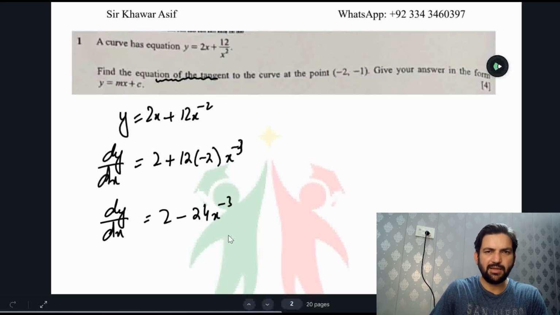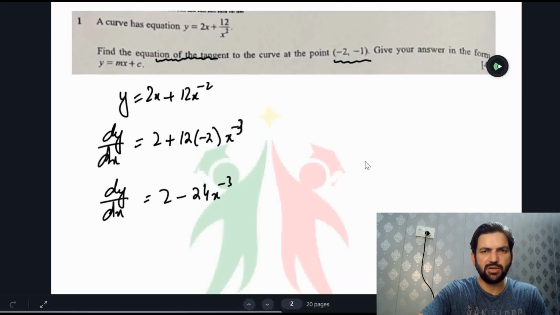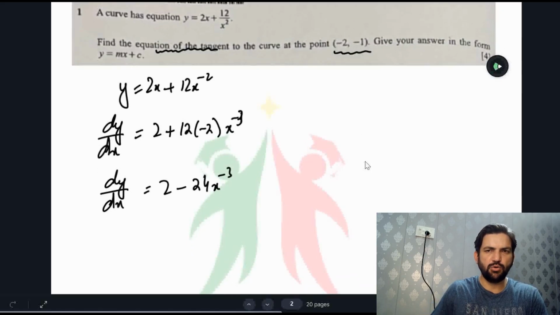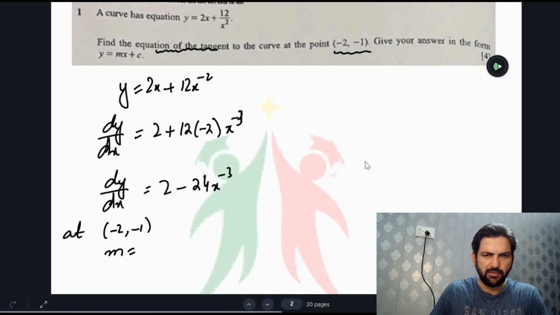Now the examiner is saying the tangent to the curve at the given point. So it means that we need to find the gradient at this point. So just put x is equal to minus 2 in this. So the gradient at minus 2 and minus 1 will be equal to 2 minus 24 x, where x is minus 2, whole power minus 3.